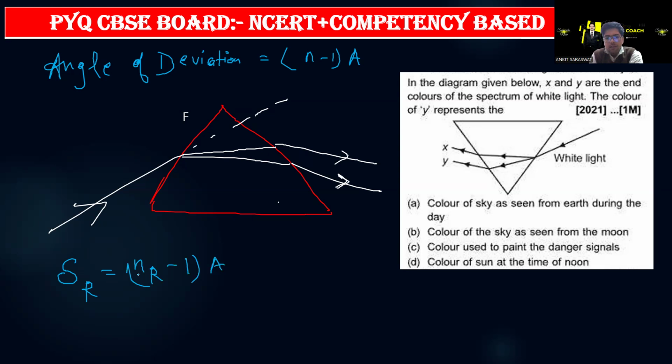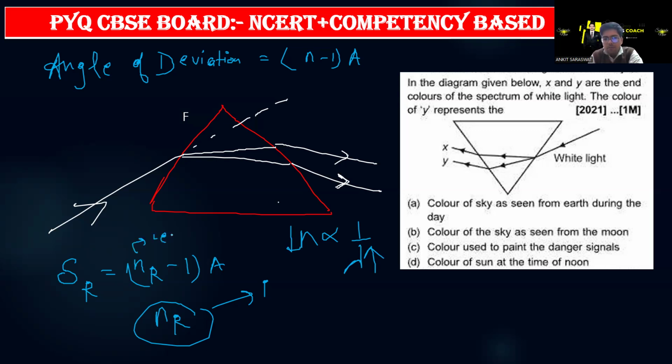Here n_r means refractive index for red light. Already I told you that this mu, this n, the refractive index, is inversely related to lambda. Now for red light, wavelength is more, then n is less. If n is less, what will happen? Deviation is, you have to tell.